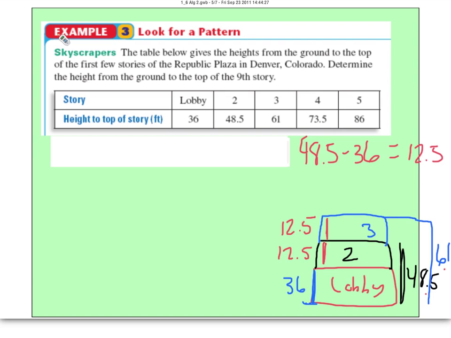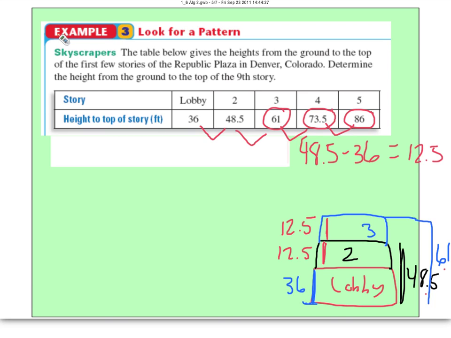So do we see a pattern? Do you think from this floor to that floor and from this to this and this to this, are they adding 12.5 each time? Well, 61 plus 12.5 is 73.5. 73.5 plus 12.5 is this. So can we figure out the height from the 9th floor?